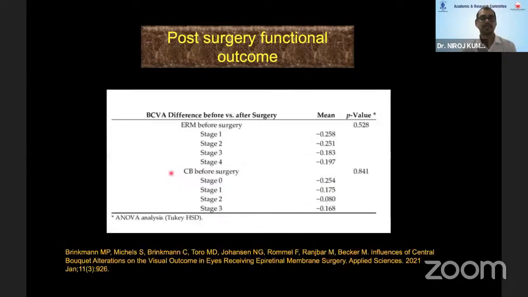But there was one more study by Brinkmann et al. where they found that the ERM stage and the CB abnormality actually did not correlate with the visual acuity, and the p-value, as you can see here, is not significant. However, we can see some amount of benefit if we do surgery early. The mean visual gain was slightly better in eyes that had a lower stage of CB before surgery.